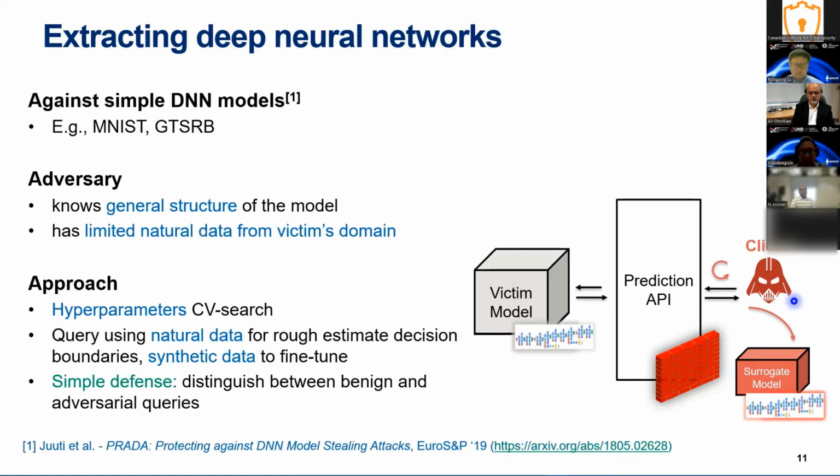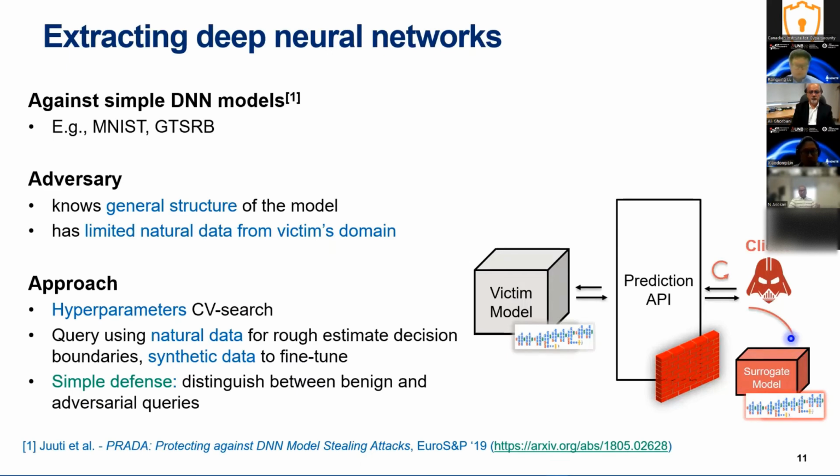So this is when my students became interested. About 4 years ago, we showed that one could do model extraction against deep neural networks built from fairly simple data sets, but nevertheless more than very simple models. And we followed the adversary model that was assumed to be standard in the literature at that time. So the adversary knows something about the model, not the actual model weights and so on, but the general task and the general structure of the model. And we also assume that the adversary doesn't have a lot of natural data.